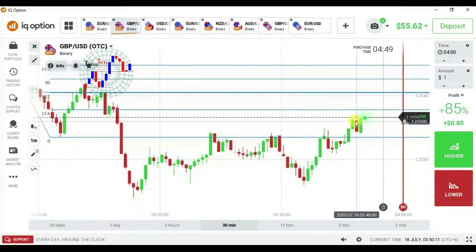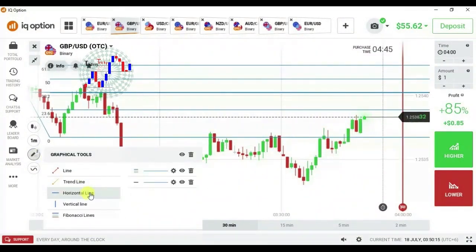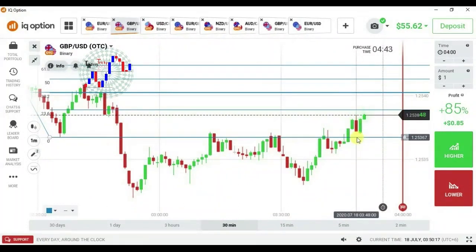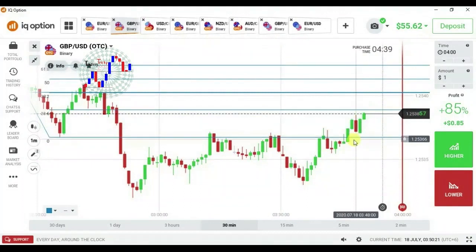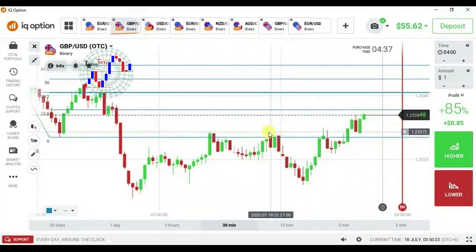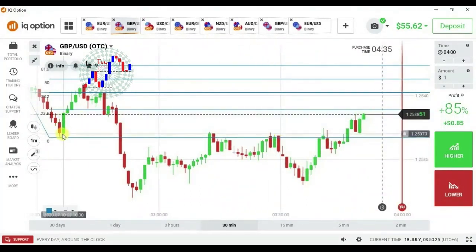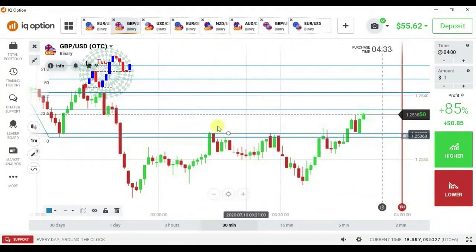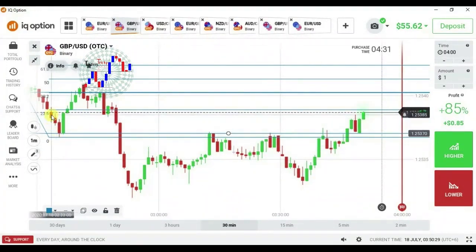So after the breakout, we can expect a retrace, but this is only a line, so we cannot expect this candle will touch this line. This should be an area. See, you can see this is an area. So the candle closes here, this is a rejection level.